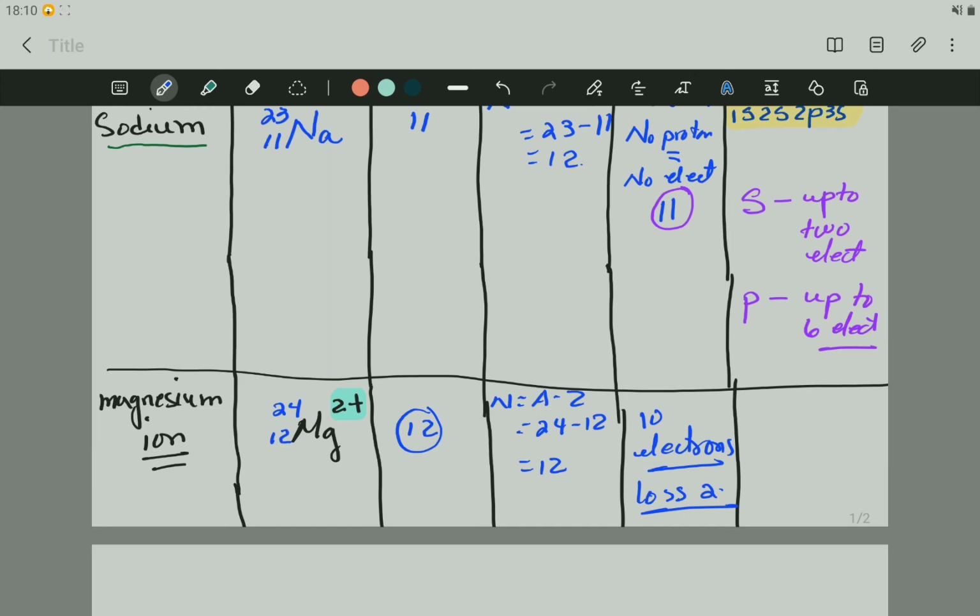10 electrons. Now, the electron configuration, we are going to 1s, 2s, so now we can already do it fully. So now we have 1s2, 2s2, 2p6. There we have the 10 electrons. So this one here is the electron configuration for magnesium ion.